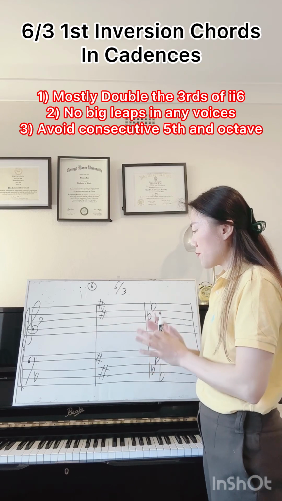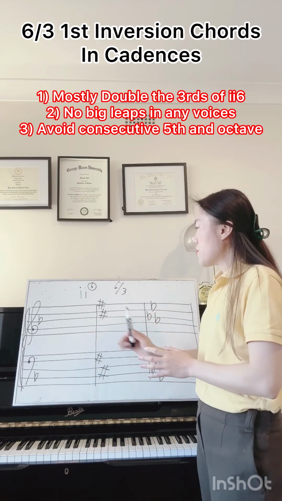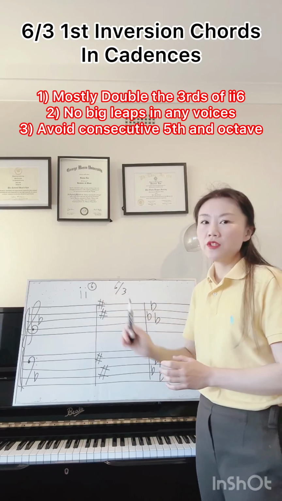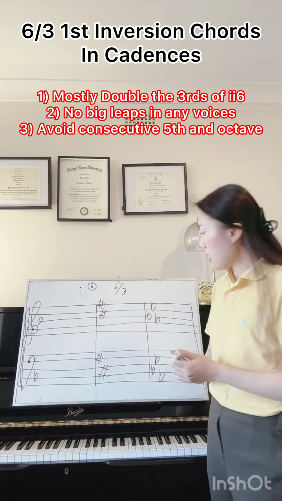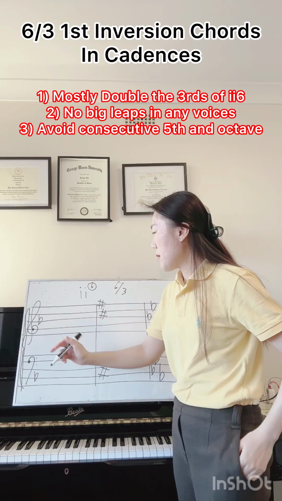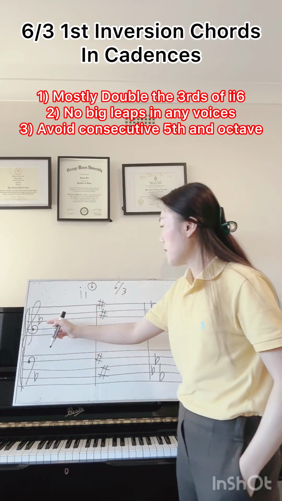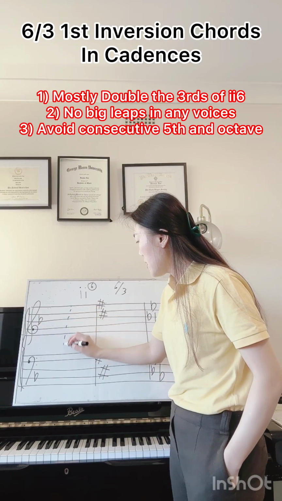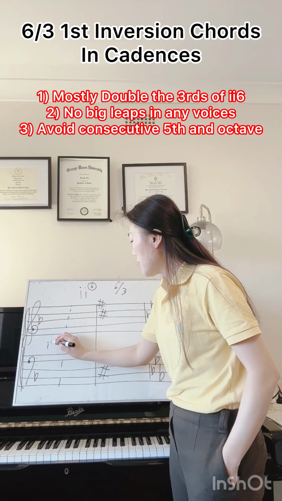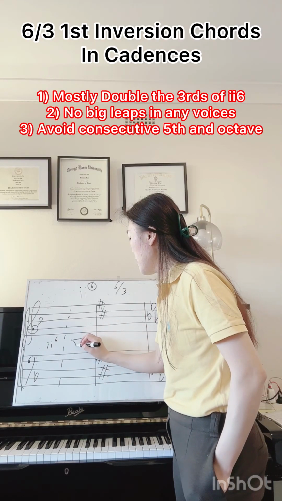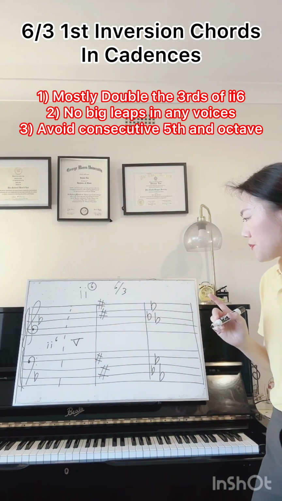So there are several rules that you need to remember when you're building up a 2 to 5 imperfect cadence with the first inversion chord. Let's build up the 2 to 5 in F major first. There's one flat, so it's F major. We're going to build up 2, 6, 3, which is first inversion, leading to the fifth chord.